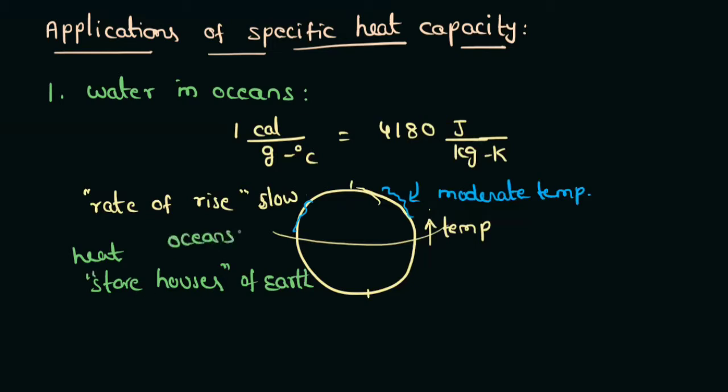That is in the oceans. Because of the specific heat capacity of water, this is happening. It is one application. Now let's go to the second application. Let us talk about watermelon.